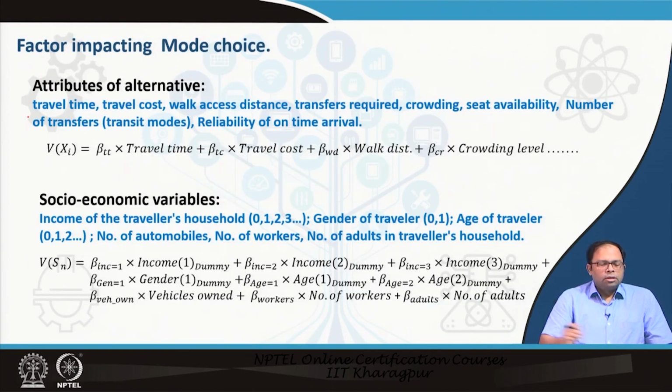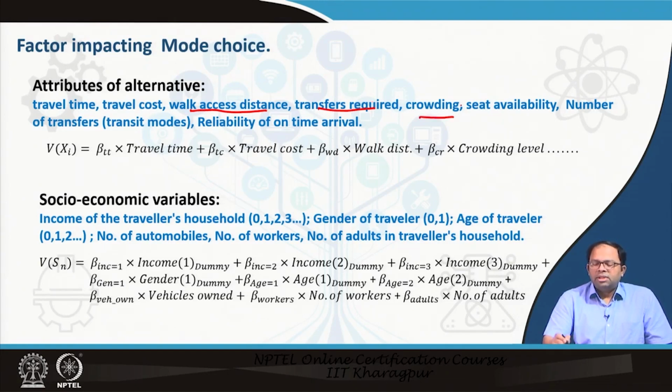So, now coming to the different factors that impact mode choice. For example, attributes of alternatives, where alternatives means the different modes. We can have travel time, travel cost, and walk access distance to that particular mode. If it's a bus stop, that is the walk time to the bus stop, then transfers required. If I use a bus, I may have to transfer to another bus route, and only then can I complete the journey.